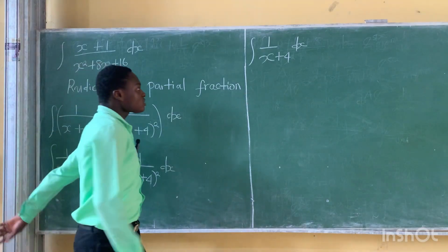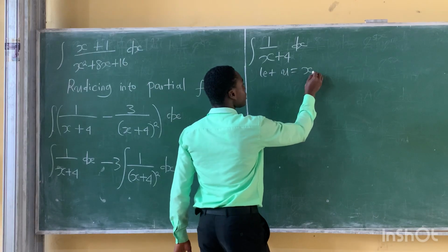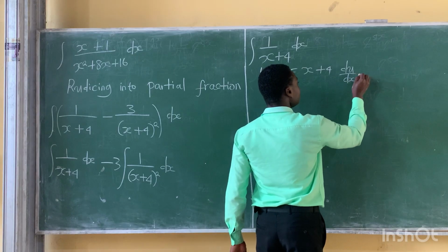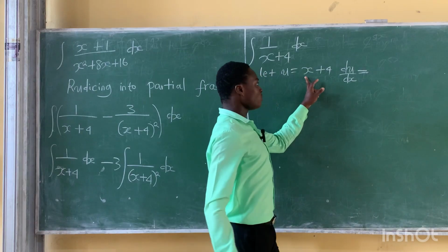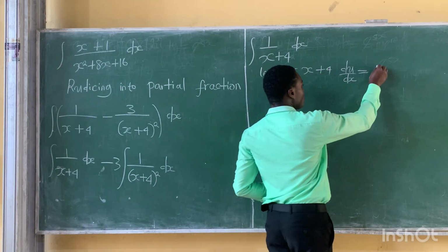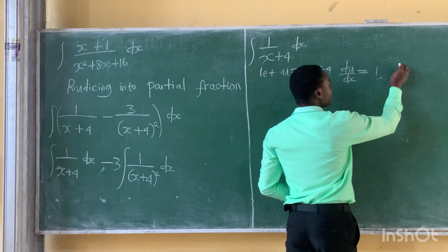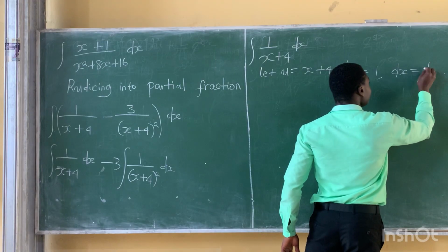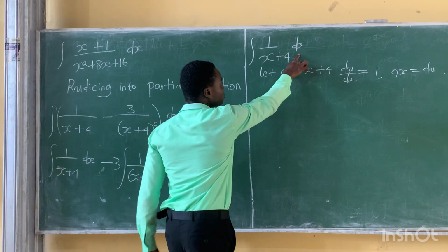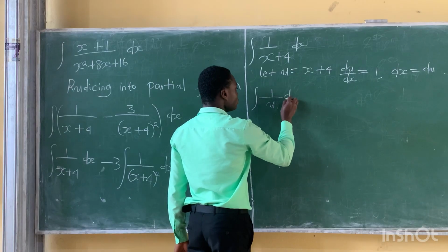To integrate this, just let u be equal to x plus 4, so that du over dx becomes, if you differentiate x plus 4, you have 1. If you differentiate x, you have 1, and if you differentiate 4, it's 0. From here, find dx. By cross multiplying, you have dx to be equal to du. So you can now substitute back into the integral. So you have the integral of 1 over u, and dx becomes du.